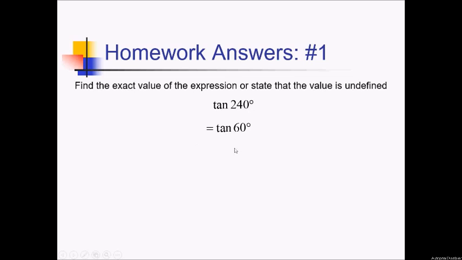And now let me rewrite this with sine and cosine. This is really sine of 60 over cosine of 60. Sine of 60 is radical 3 over 2. Cosine of 60 is 1/2. Now if I divide these, same change flip, I'm going to be canceling out these 2's in the denominator. So this really just comes out to radical 3 over 1, or just simply radical 3.